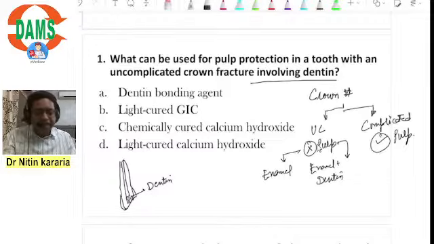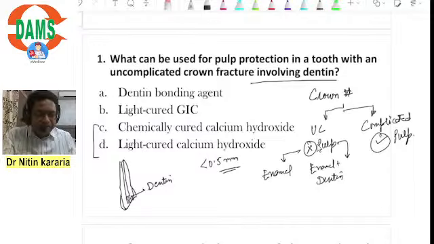So the options given were dentine bonding agent, light cured GIC, chemically cured calcium hydroxide, and light cured calcium hydroxide. If I speak technically, all the options are correct for an uncomplicated crown fracture because all of them can be used as agents for protection of the pulp by sealing the overlying dentine. If I look at options C and D, they talk about calcium hydroxide. Calcium hydroxide is used as a liner to seal the dentinal tubules whenever the distance between the pulp and the exposed surface is less than 0.5 millimeter.